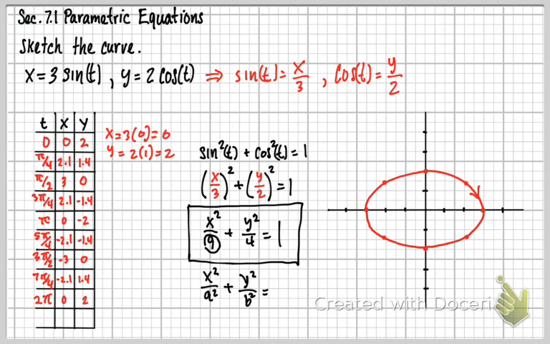Once I see sine and cosine together this way, right away my mind goes to something circular. When I see sine and cosine together, that's what I'm looking for always, something circular. It can be an ellipse, a circle, anything of that sort.